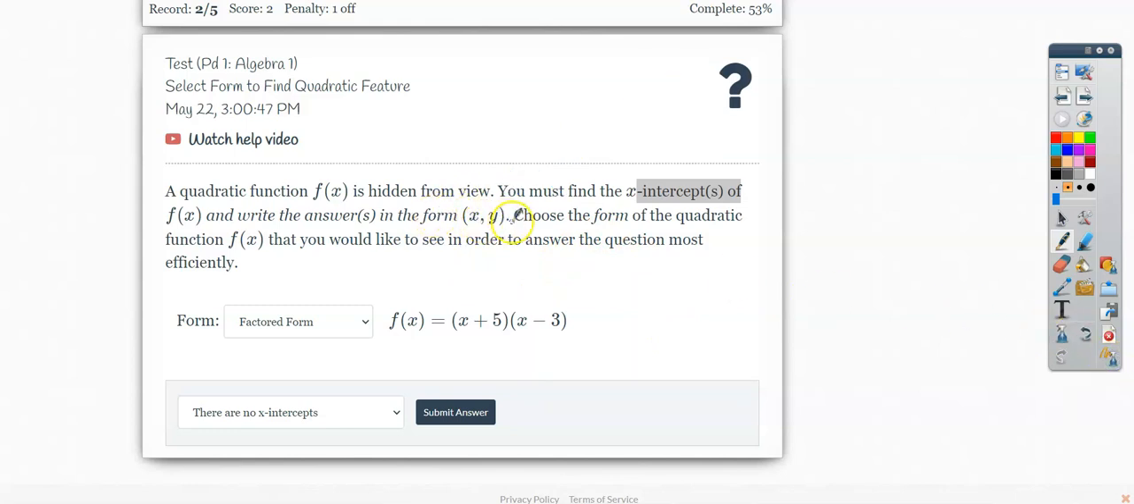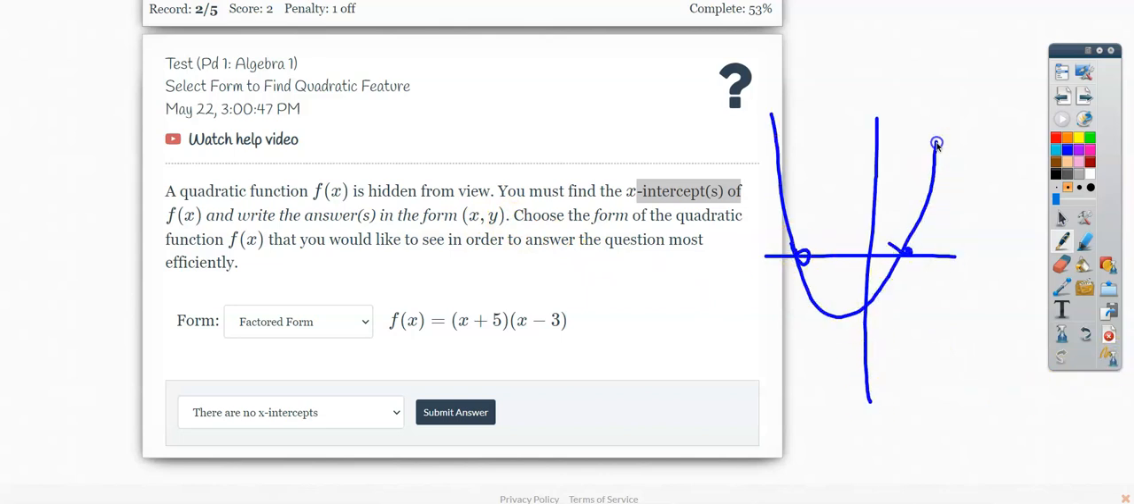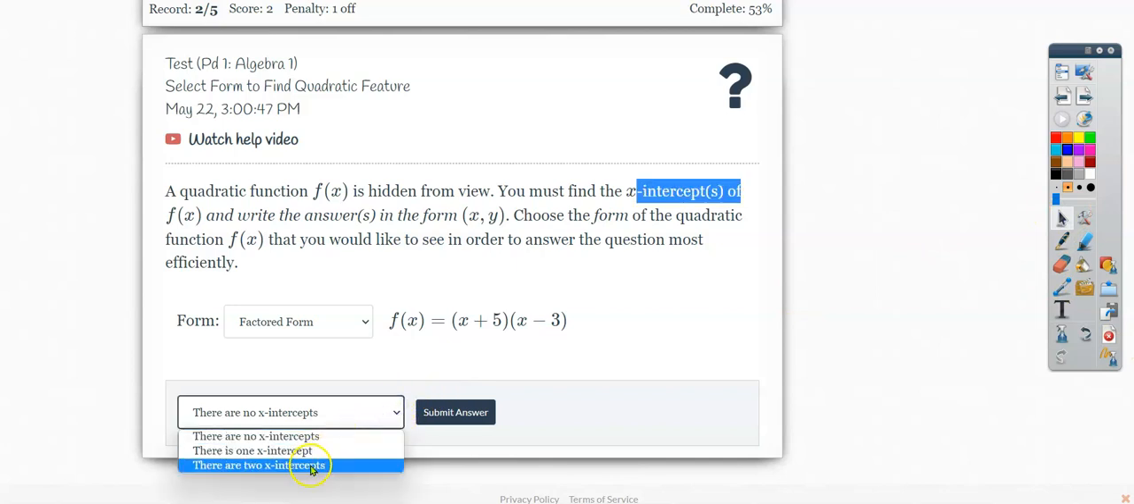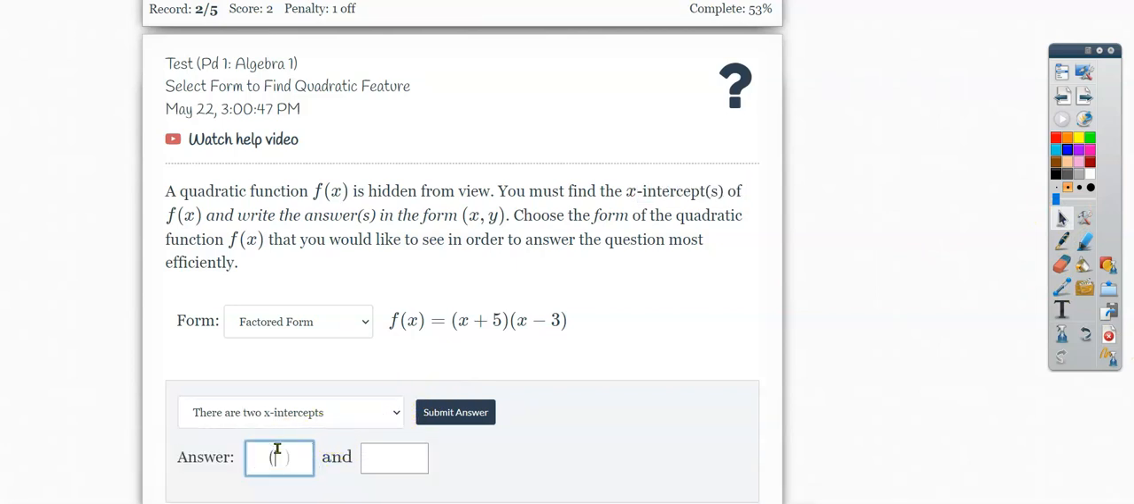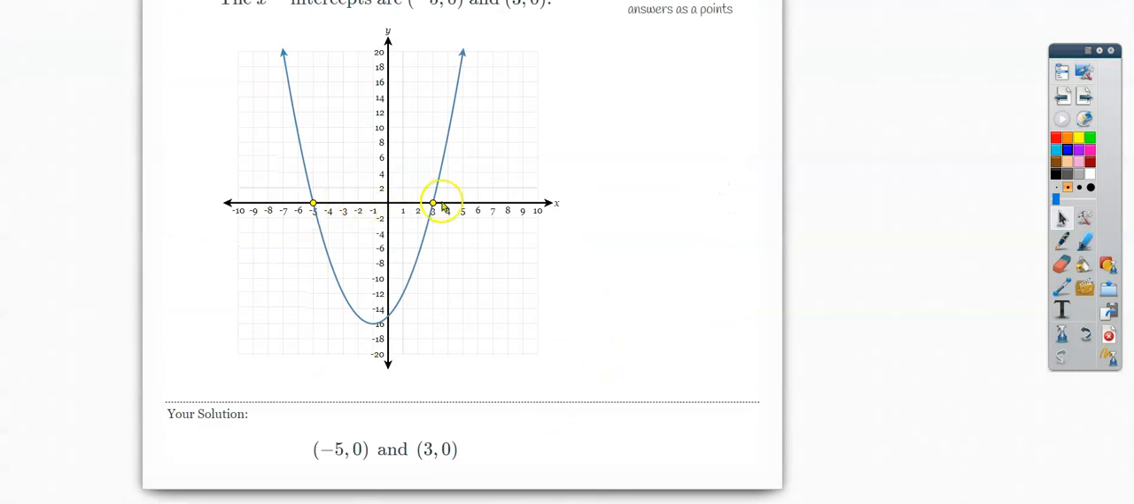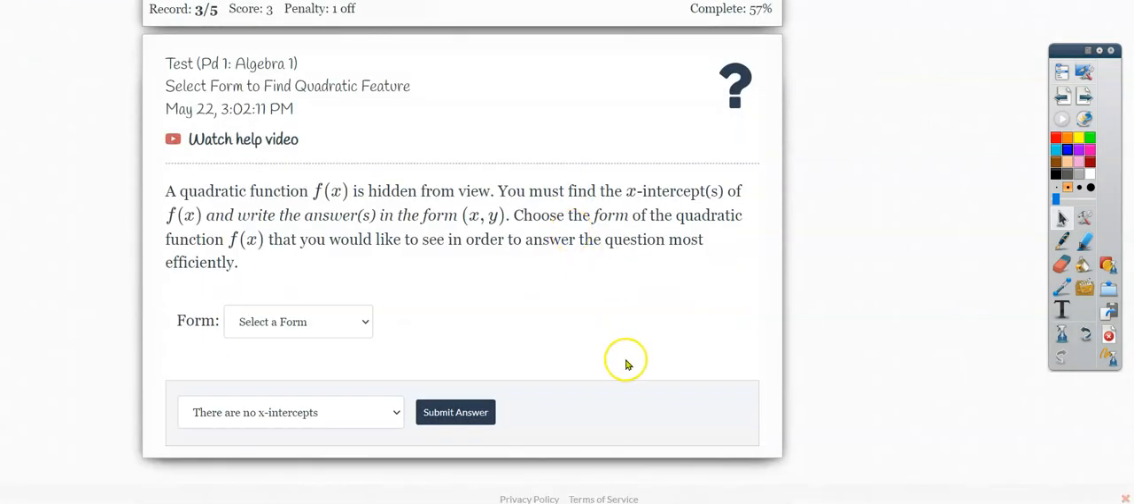Write your answers in the form of x and y. Okay, so if you are a root, you have an x value, but your y value is always 0. So we had roots at -5, 0, and 3, 0. Excellent. There they are. All right, one more problem.